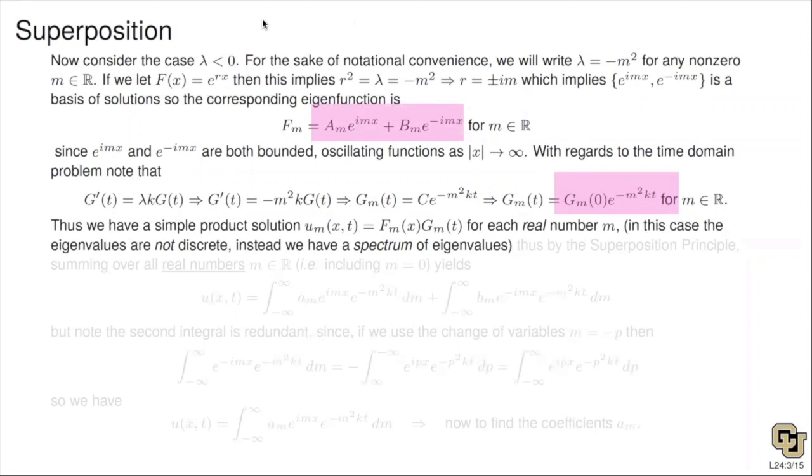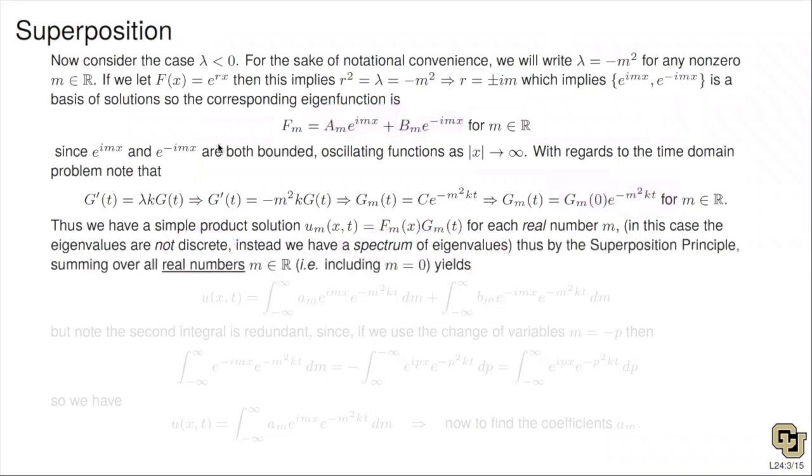And here, let me just emphasize, we now have a spectrum of eigenvalues. In general, anytime you see the word spectral or spectrum, there's probably eigenvalues lurking in the background. The word spectral or spectrum typically is in reference to an eigenvalue problem, as opposed to being discrete. So now by the superposition principle, we can sum all of these product solutions, but remember, we're summing over all real numbers. So here we're summing from minus infinity to infinity with an integral. And so that's what you see here.